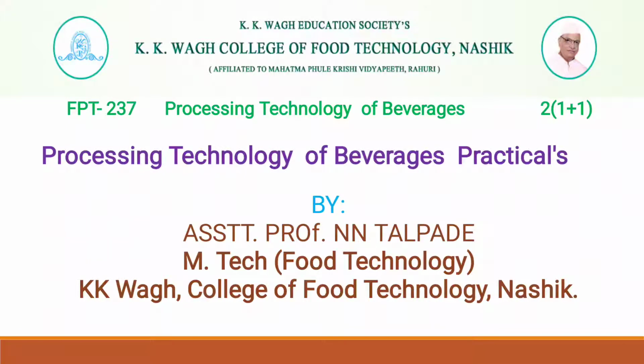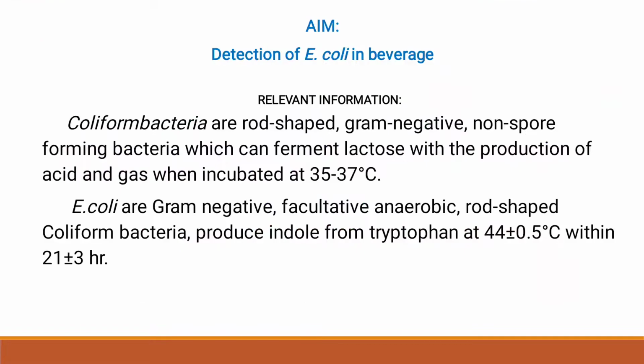Today we're going to discuss the processing technology of beverage practical. It is regarding the detection of E. coli in the beverage. E. coli is nothing but Escherichia coli. It is a type of bacteria that normally lives in our intestine, and it is also found in the gut of some animals.